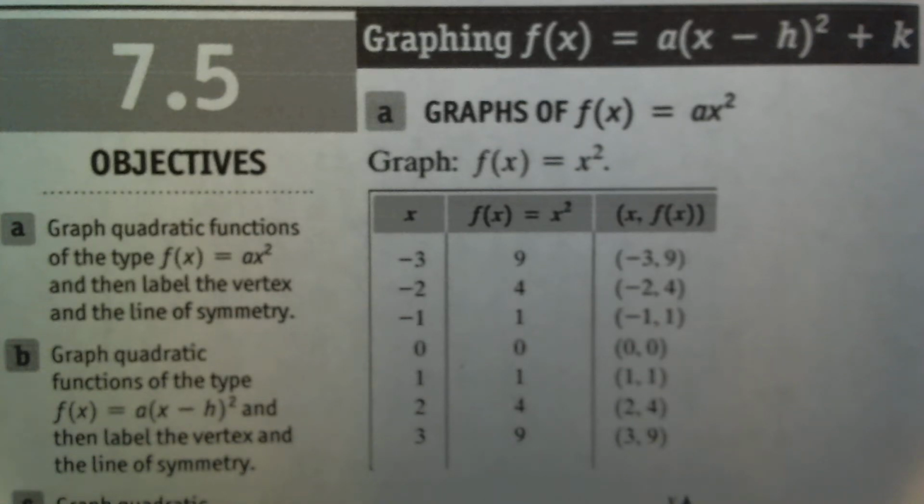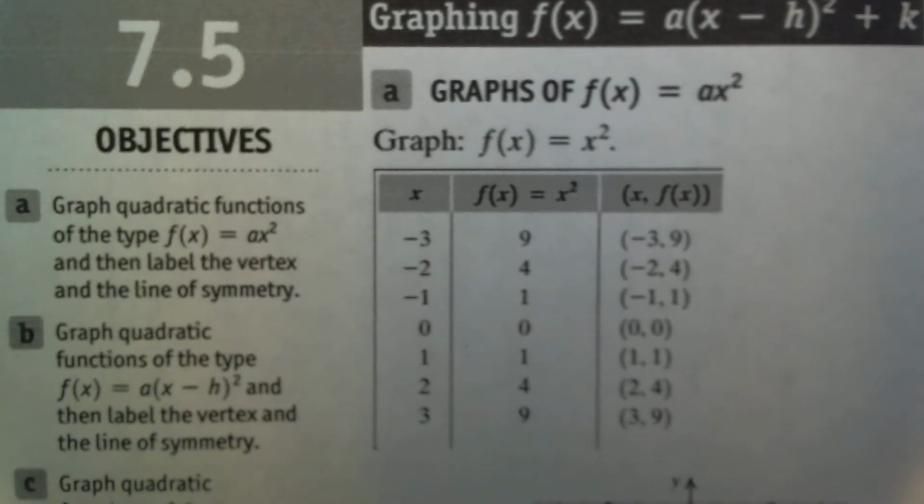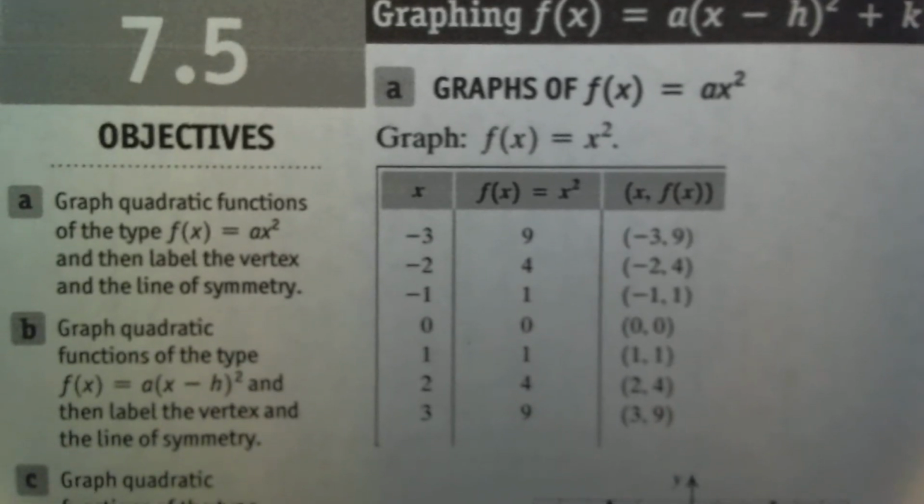Section 7.5 is about graphing f(x) = a(x - h)² + k. It begins by analyzing the graph of quadratic functions of the type f(x) = ax², and then labeling the vertex and the line of symmetry. Then we graph functions of the type f(x) = a(x - h)², and label the vertex and the line of symmetry.